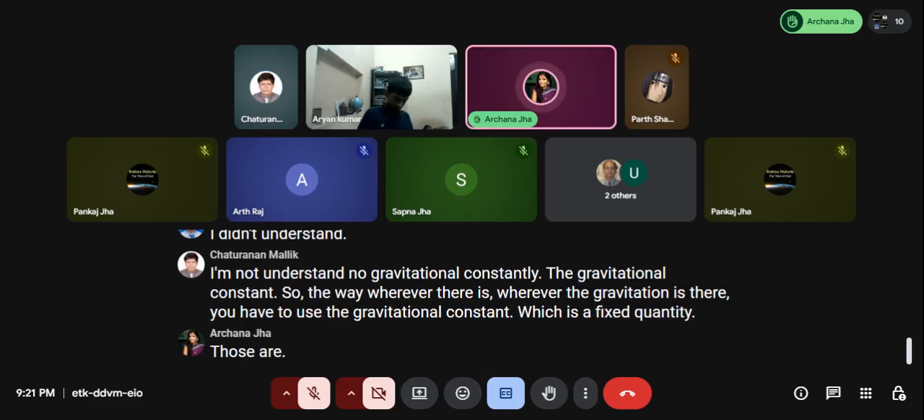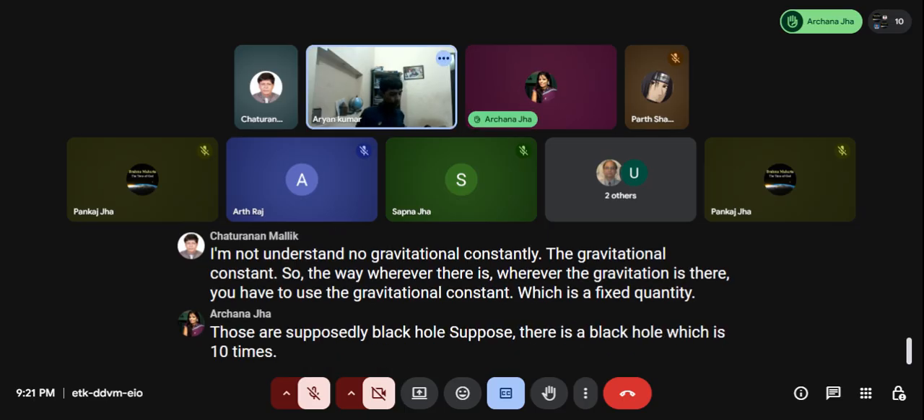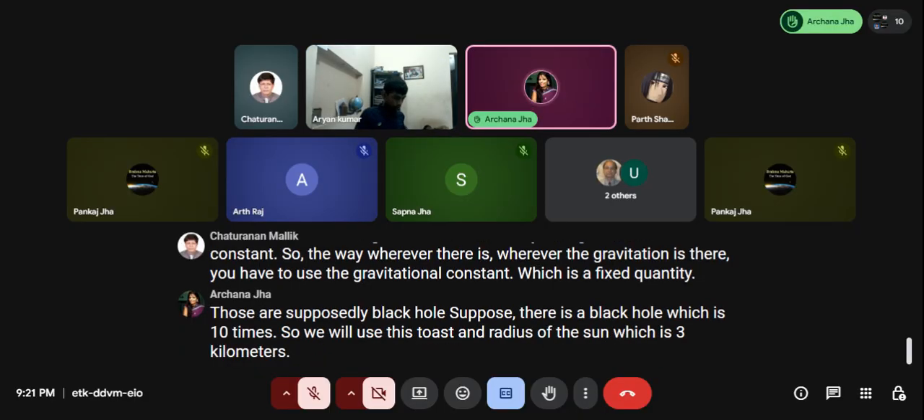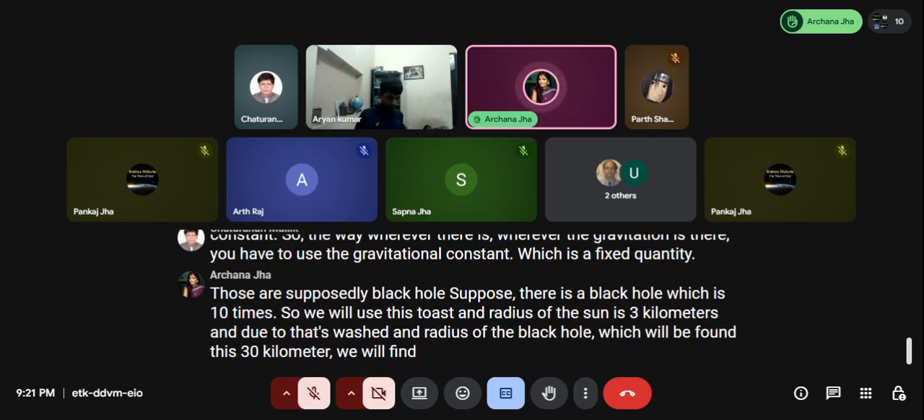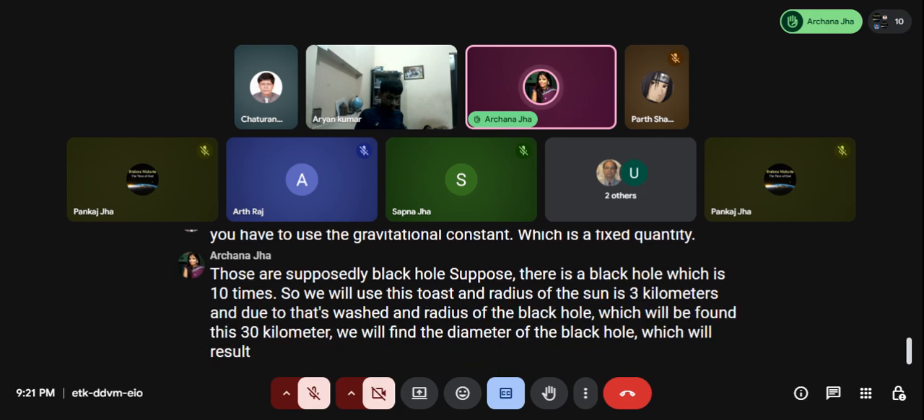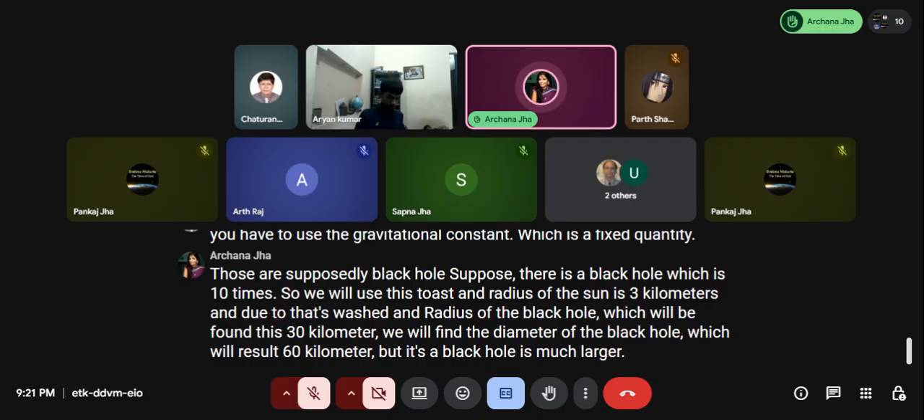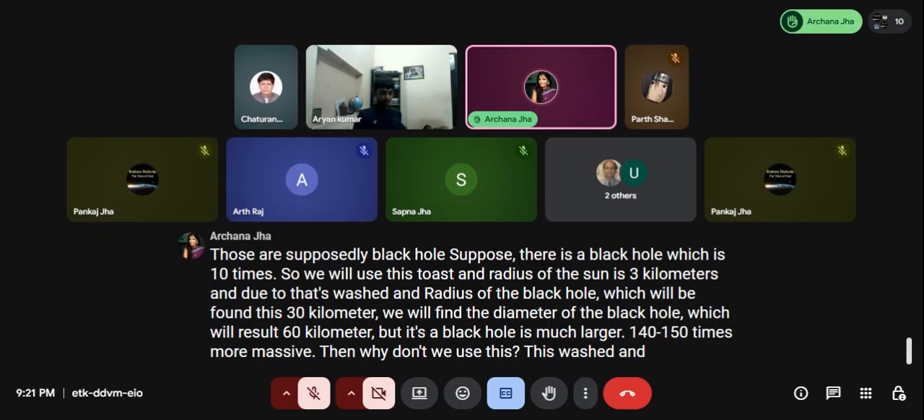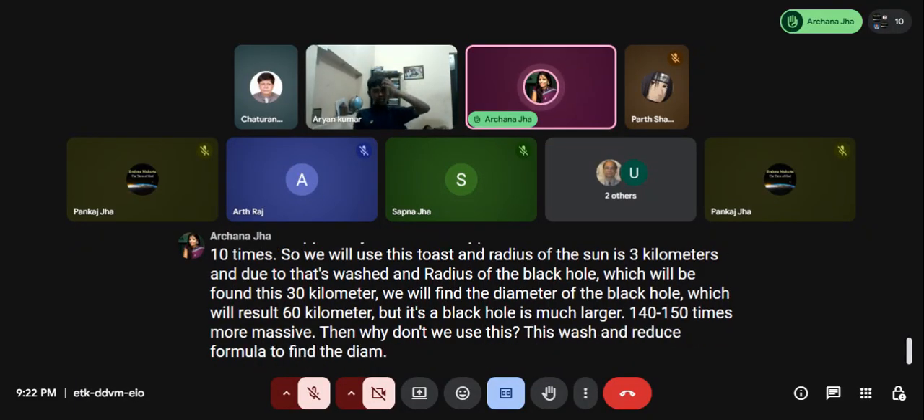No, sir. Suppose there is a black hole which is 10 times the sun's mass. We will use the Schwarzschild radius of the sun, which is 3 kilometers. The Schwarzschild radius of the black hole will be 30 kilometers, and the diameter will be 60 kilometers. But if the black hole is much larger, 140 to 150 times more massive, then why don't we use this Schwarzschild radius formula to find the diameter of the black hole?